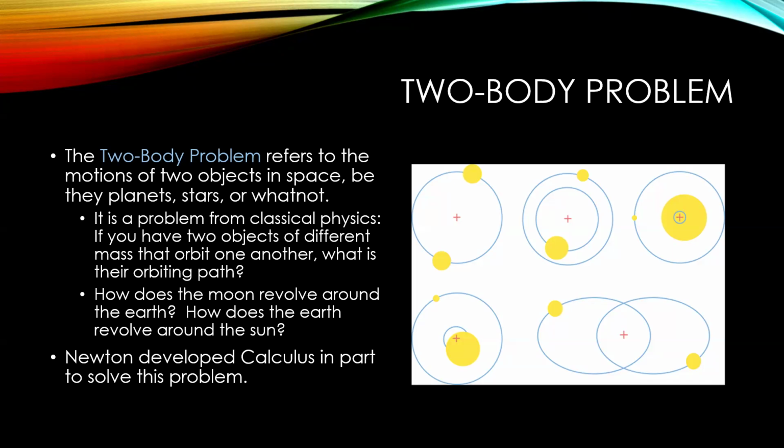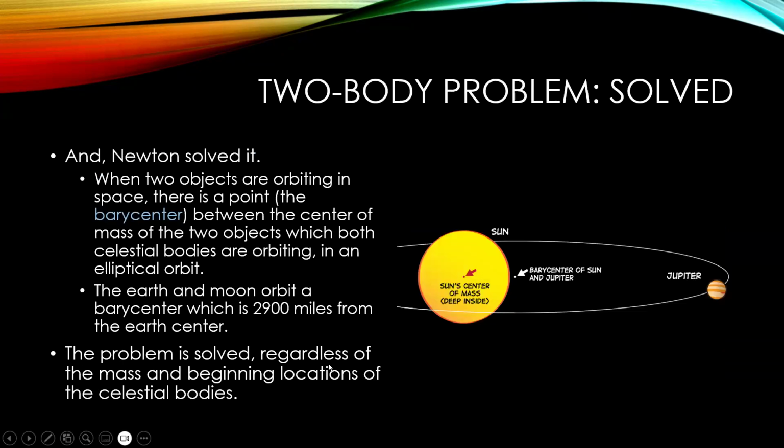The two-body problem refers to the motions of two objects in space, be they planets, stars, or whatnot. It is a problem from classical physics. If you have two objects of different mass that orbit one another, what is their orbiting path? How does the moon revolve around the Earth? How does the Earth revolve around the sun? If you have two things, how are they moving around one another? Newton developed calculus in part to solve this problem. And he did it. Newton solved it. Done. Two-body problem is solved.